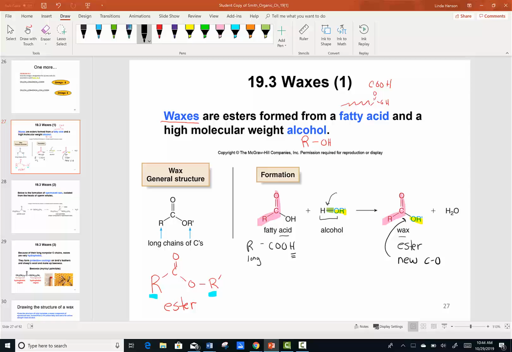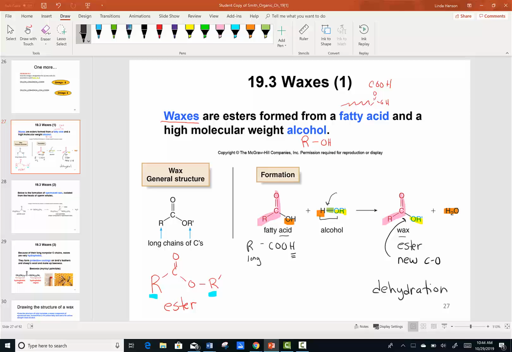And of course, we can also see how a water molecule, an H and an OH, have split out in the process of dehydration. To remove water is a process known as dehydration.